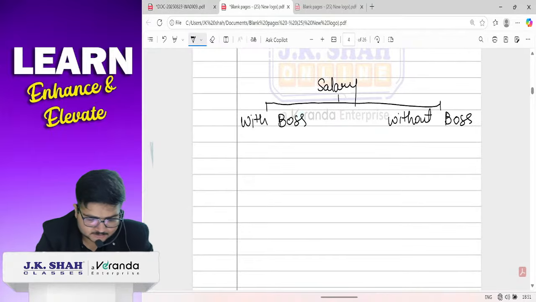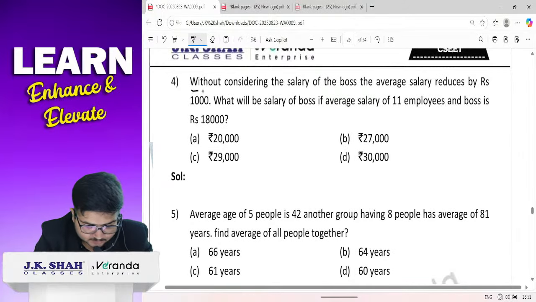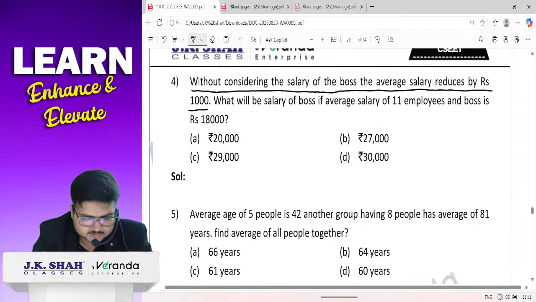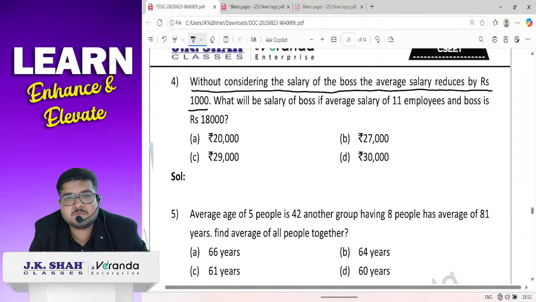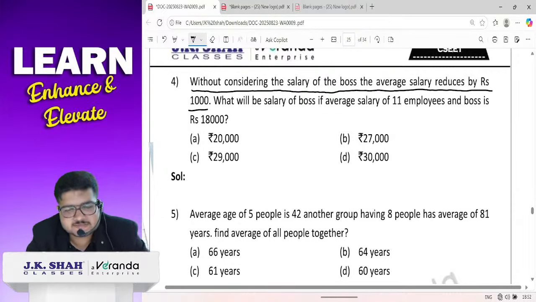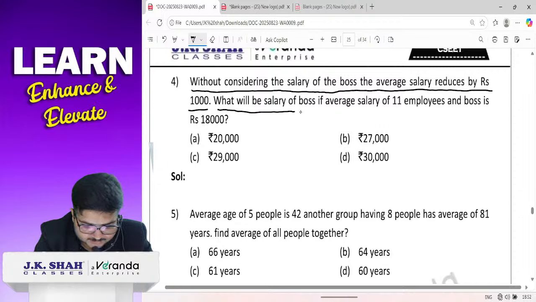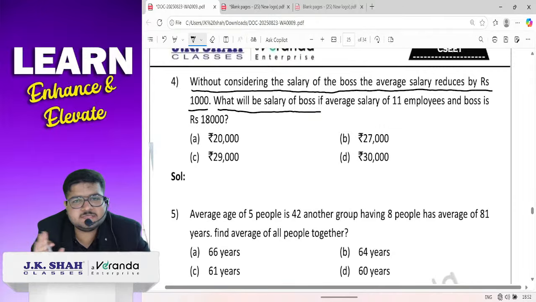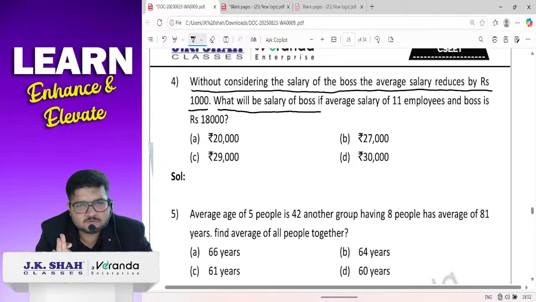Now, please listen. Without considering the salary of the boss, the average reduces by 1,000. What? Which average? Which boss? We have not understood a single word. No problem. Let us move forward to the next sentence. What will be the salary of the boss? This means we have to find out the boss's salary. That is clear. Next. Now the next sentence is very important.